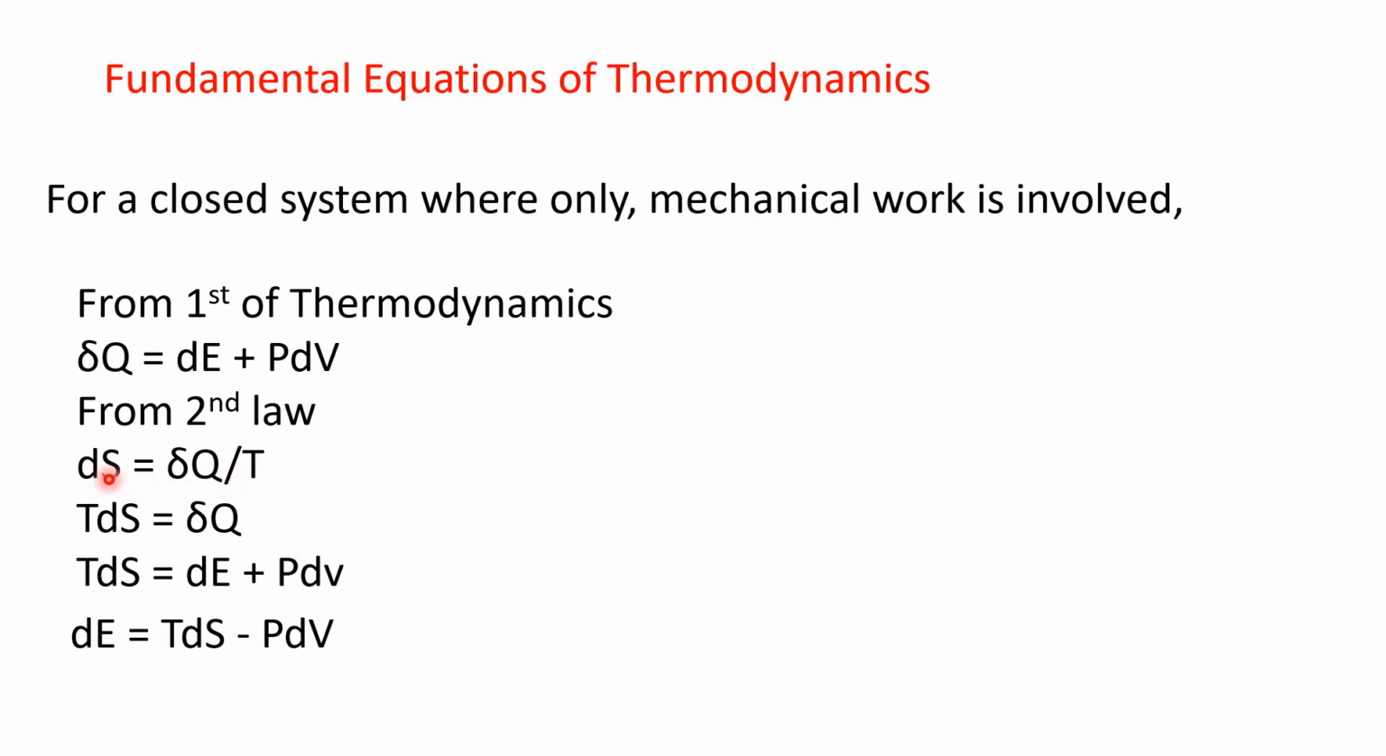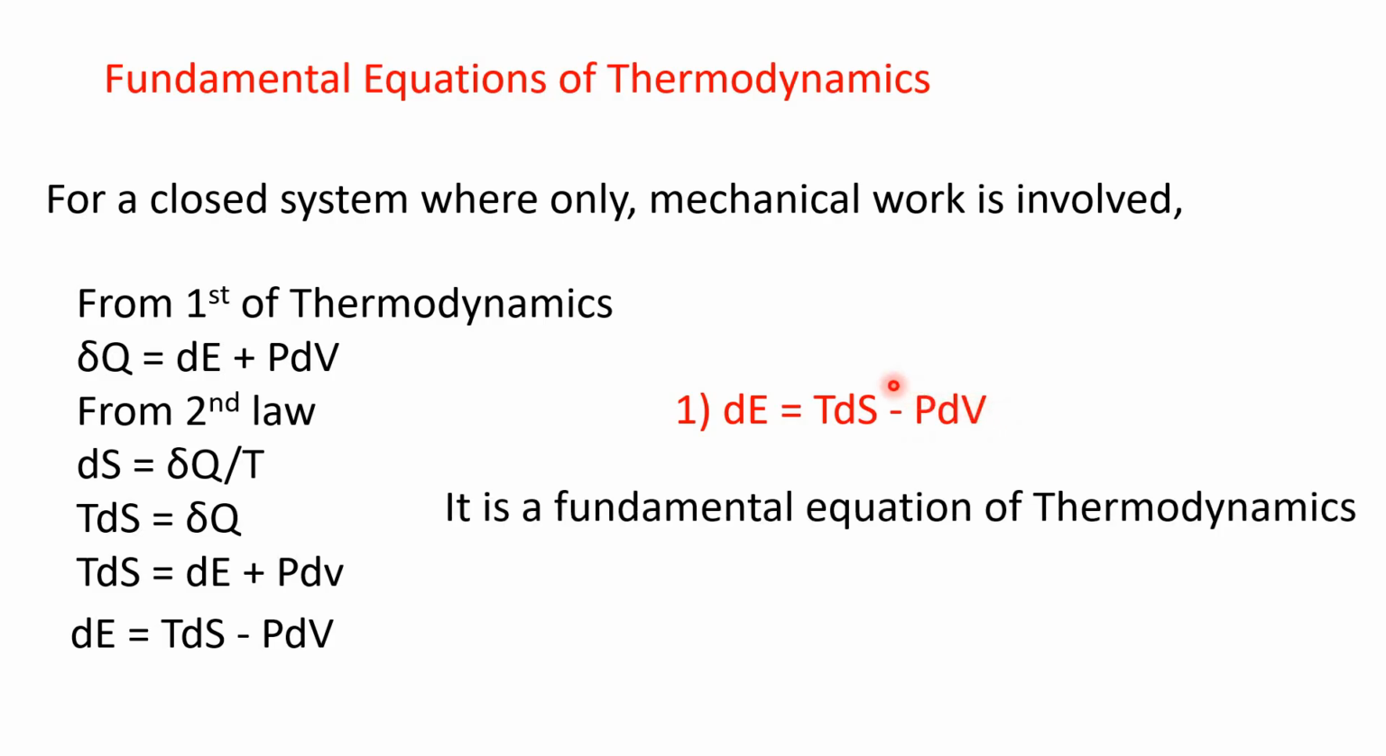So from here, TdS is equal to del Q. Then in place of del Q, we write TdS. So TdS is equal to dE plus PdV. Therefore dE is equal to TdS minus PdV. So this is the first fundamental thermodynamic equation: dE is equal to TdS minus PdV. Now we see the second one.